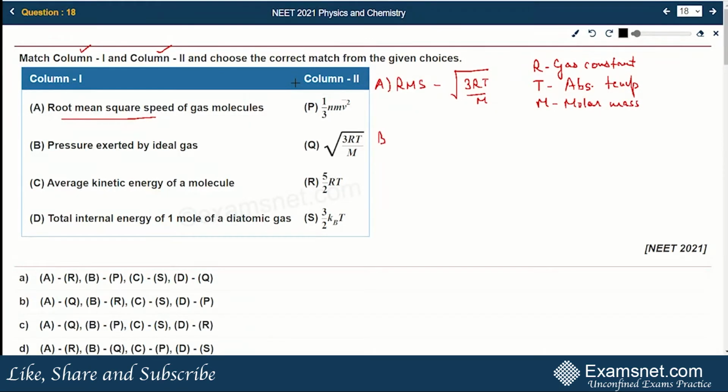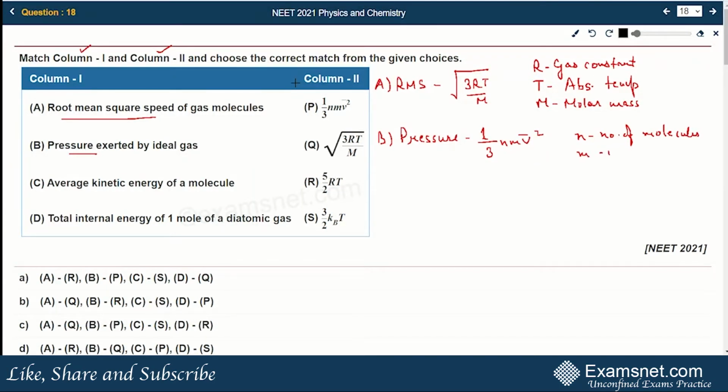Now, the second one is pressure exerted by the ideal gas, and here we use the formula 1 by 3 nm v bar square. Here N is the number of gas molecules, okay.